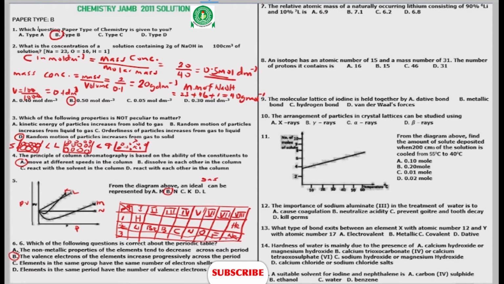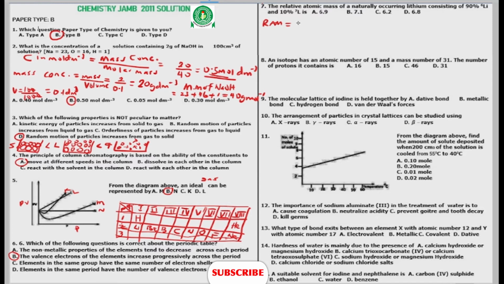Our option is B. So now question number 7 says that the relative atomic mass of naturally occurring lithium consists of 90% of lithium 6 and 10% of lithium 7. The relative atomic mass, denoted as RAM, is calculated from isotopes, which are 90% of lithium 6 and 10% of lithium 7.